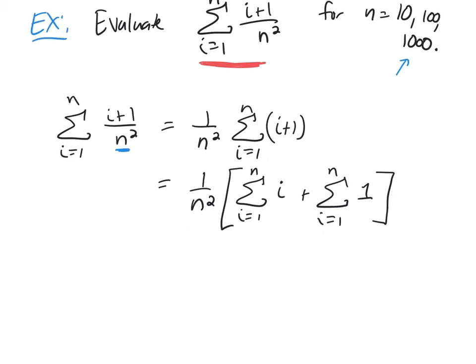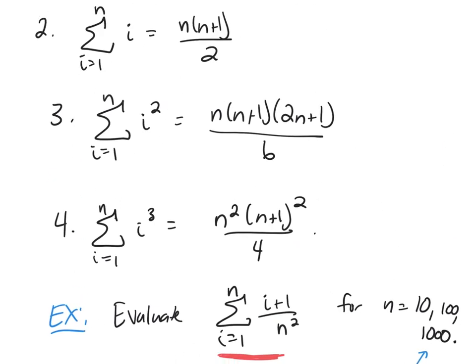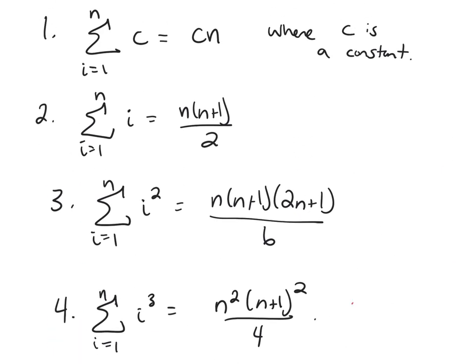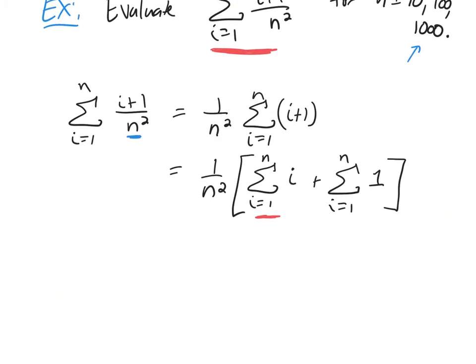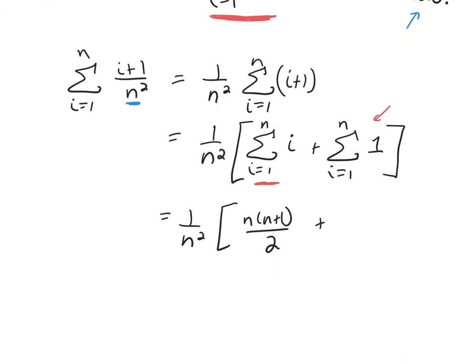And now I can use my summation formulas. For this first one, go up to our formulas, and that will be formula 2. That was back here. So we're going to plug in that. So this is N, N plus 1 over 2. And then for this one right here, we're going to use our formula 1 because that's a constant. And so the summation is equal to 1 times N.